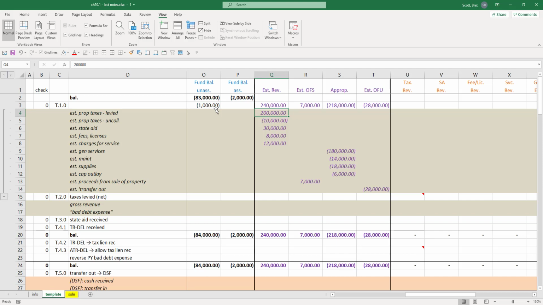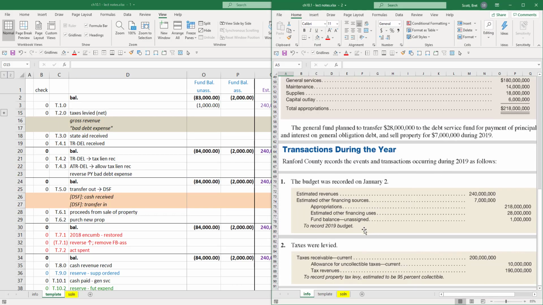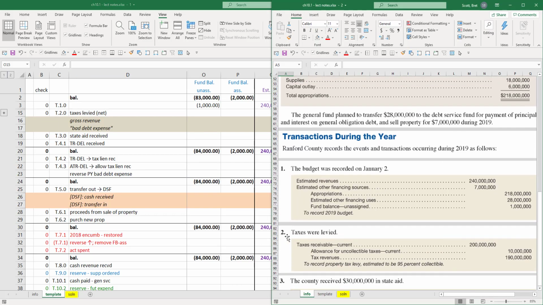So there's our journal entry. There's the details about the journal entry, and we can go ahead and collapse that down. We don't need to look at that anymore for right now. That's the first journal entry. We haven't really had any activity yet, just recorded the budget. So let's move on down to transaction number 2, which you see right here.